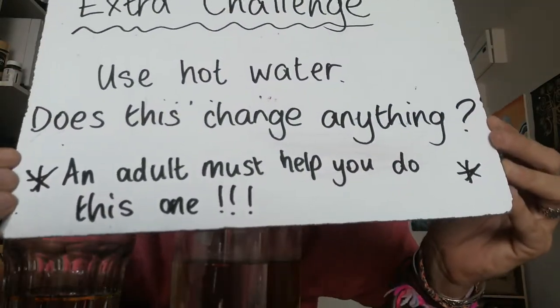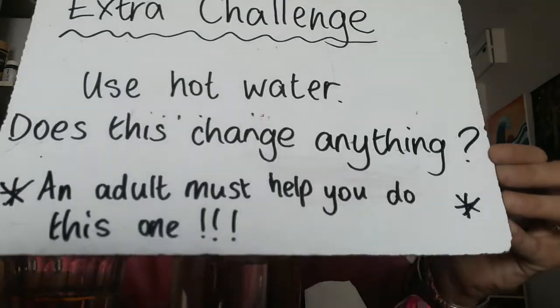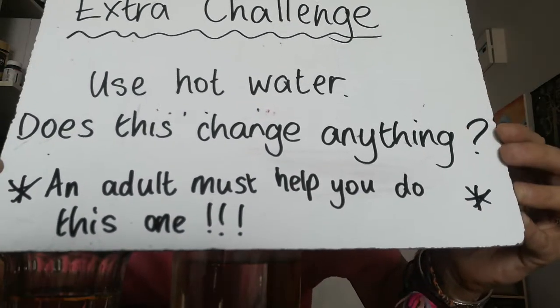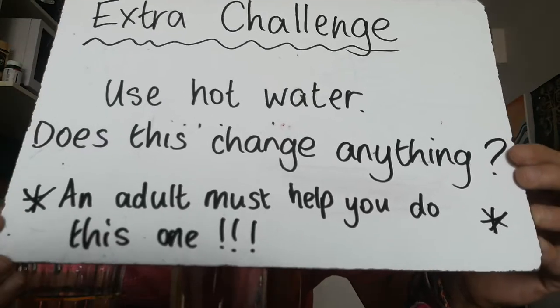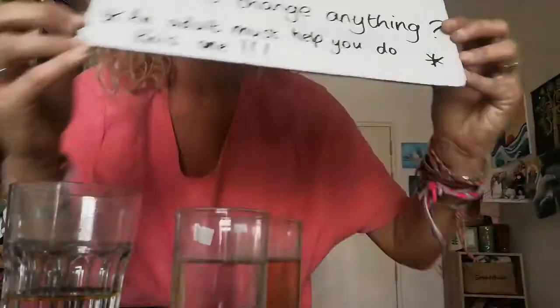Also, if you want to do a second science experiment, this is the extra challenge. Try using hot water, okay? So do the whole experiment again, but use hot water. If you are going to do the extra challenge, you must get an adult to help you, because you can't use the hot water by yourself because you might burn yourself. So only do the extra challenge if you've got an adult to help you and they need to pour the water in each glass, okay?